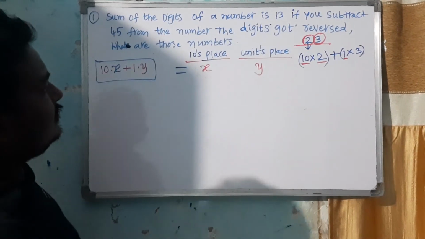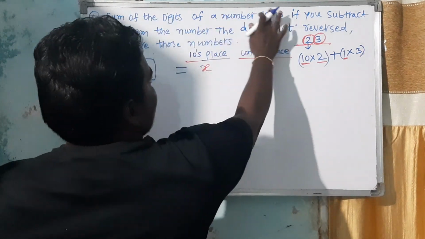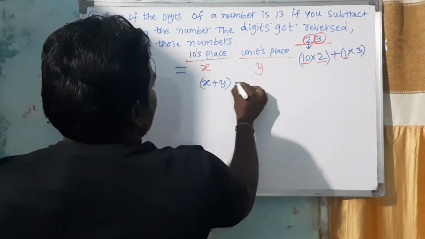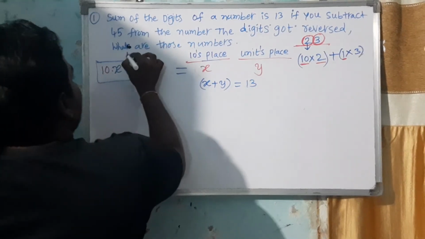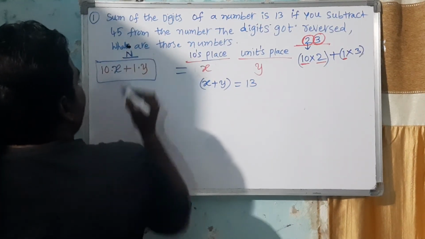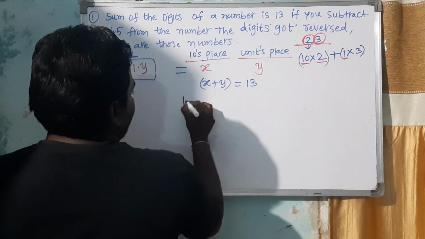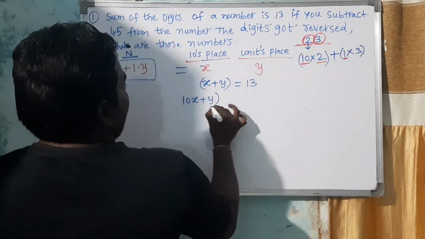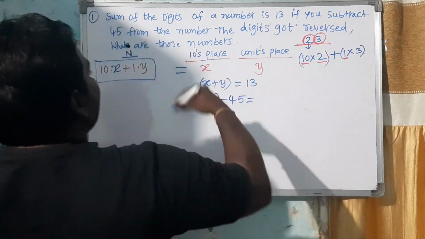Okay? So now come to the question. Sum of the digits of the number is 13. That means x plus y equal to 13. Next, if you subtract 45 from the number, this is the actual number. If you subtract 45 from that number, 10x plus y minus 45 equal to the reversing of that number.